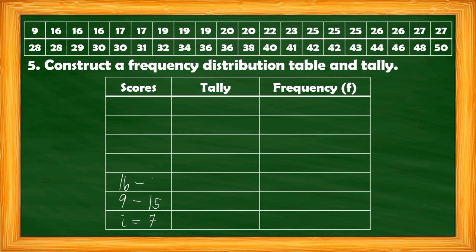15 plus 7, 22. 16 plus 7, 23. 22 plus 7, 29. Next, 23 plus 7, 30. 29 plus 7, 36. And then 30 plus 7, 37. 36 plus 7, that is 43. 37 plus 7, 44. Finally, 43 plus 7, 50.